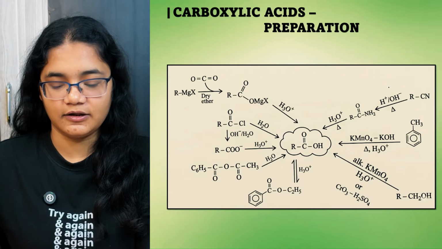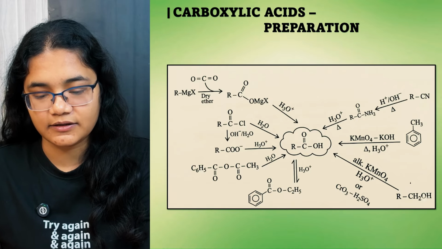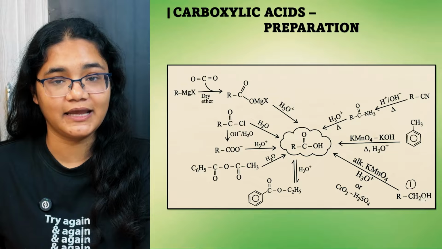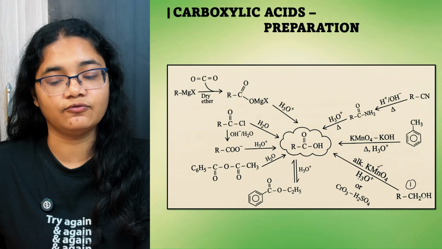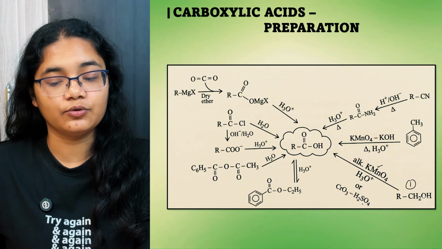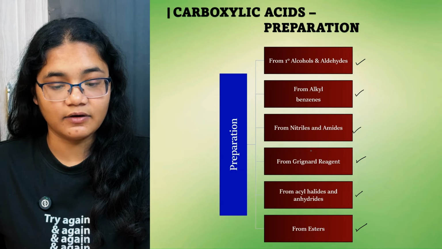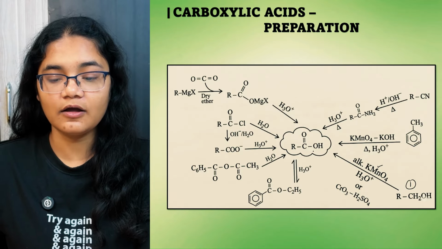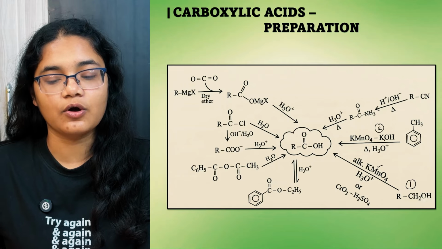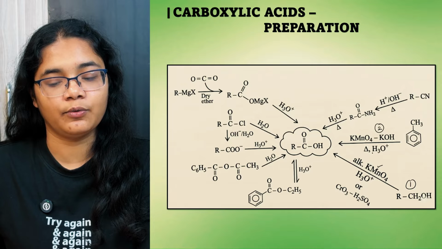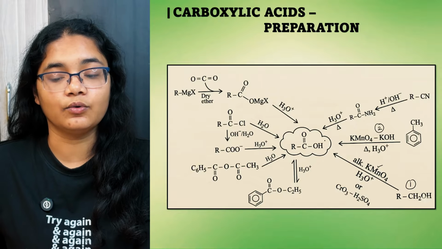So the first reaction is from alcohols. If you take primary alcohols and treat them with a strong oxidizing agent like alkaline KMnO4 followed by H3O+, or CrO3 with H2SO4, they will get converted to acids. The second one is from methyl benzenes. Here also, if you oxidize with a strong oxidizing agent like KMnO4, KOH and then H3O+, the CH3 group will get converted to a COOH group.